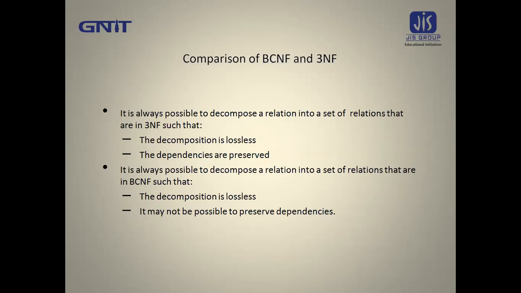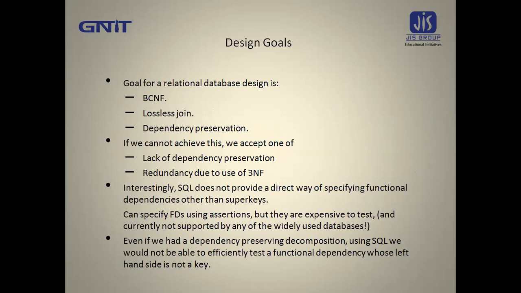Right? That is for 3NF. And for BCNF, the decomposition is still lossless, but it may not be possible to preserve all the dependencies, all the functional dependencies given, or the F closure given. So that is the difference between BCNF and 3NF.